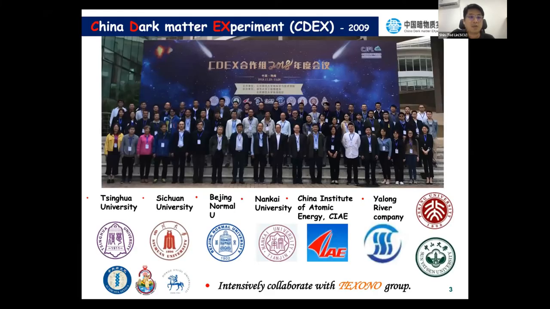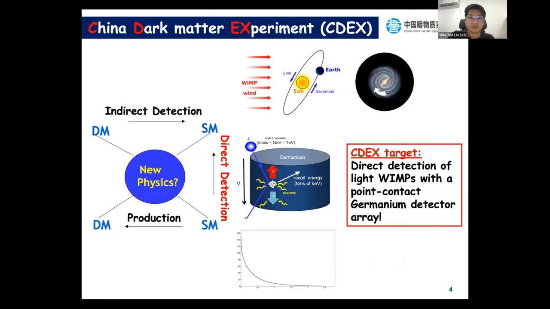So what are we? We are from China, mainly around hundreds of people, and most are from Chinese institutes, together with the Taiwan group. What we are doing is performing light dark matter searches as well as low recoil, non-WIMP type dark matter models, with an array of germanium detectors.